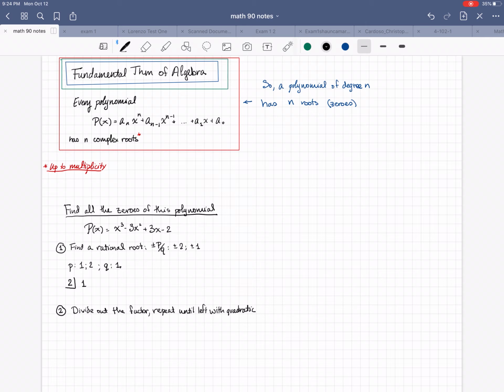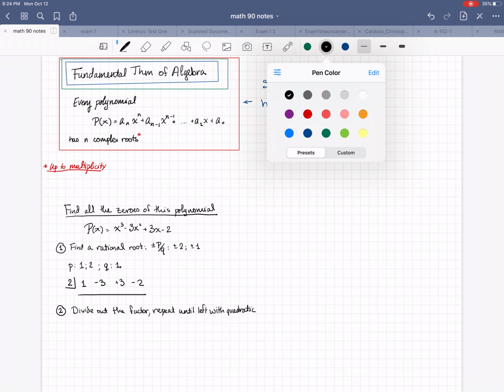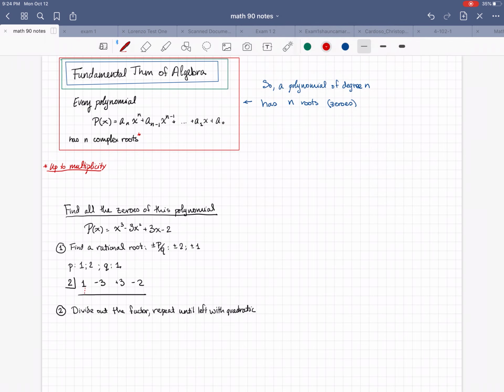So I have here 1, -3, +3, and -2, okay? Right, and I'm testing to see if 2 is a 0, aka if x minus 2 is a factor. So I'm going to drop down the 1. And then it's multiply, add, okay? So let's see what happens.